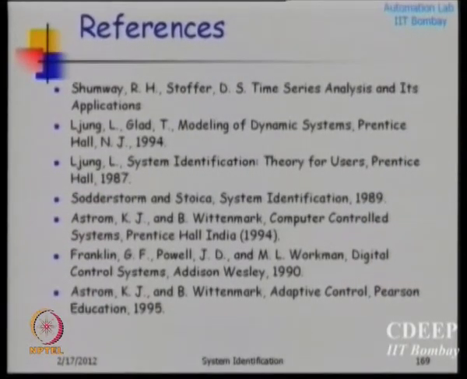These are some of the references that I have been using for my notes. So they are not from one place. A good book for beginners is this, Soderstrom and Stoica System Identification, or Shumway and Stoffer. These two, the first and the fourth, are very good books for beginners. Okay, for advanced users, Ljung's book, or actually I would say 1, 3, and 4. Even these two books, Astrom and Franklin and Powell. The last book and the third book are very good, but they are a little advanced.